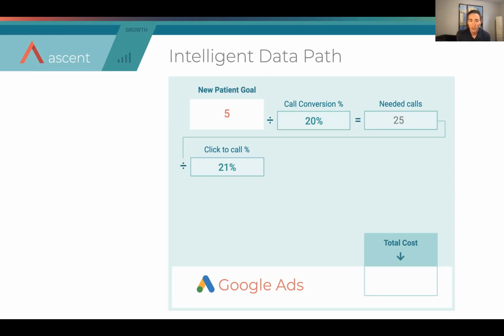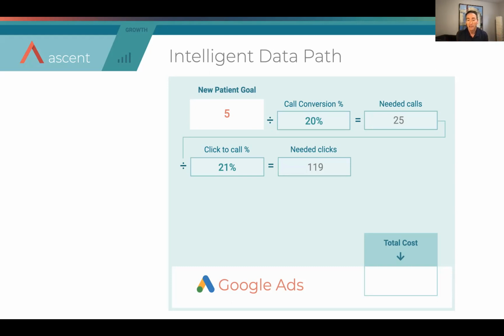If 21% are going to call, how many people do we need to click through to your ad? We need 119 clicks. Again, backwards math. Now, if we need 119 clicks, the next thing we have to understand is your cost per click. We've seen these numbers as low as $1 and as high as $40. They're kind of all over the place.